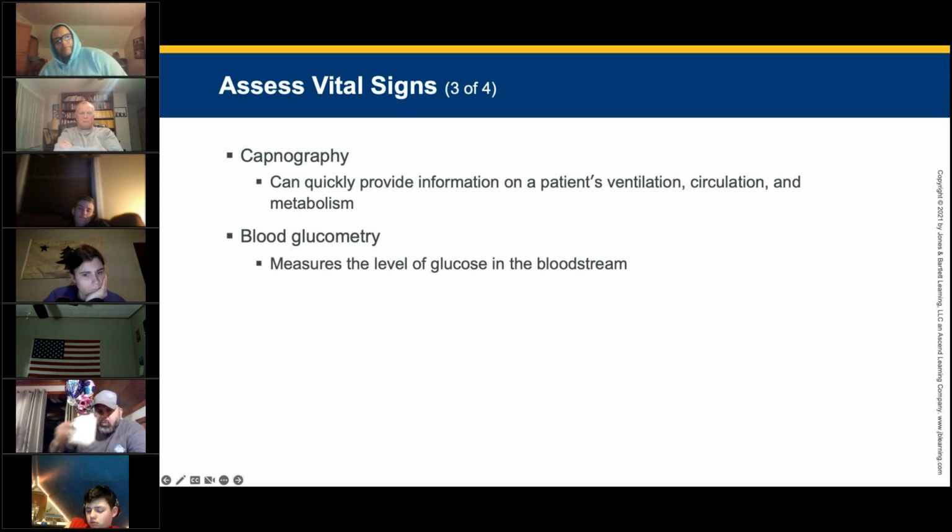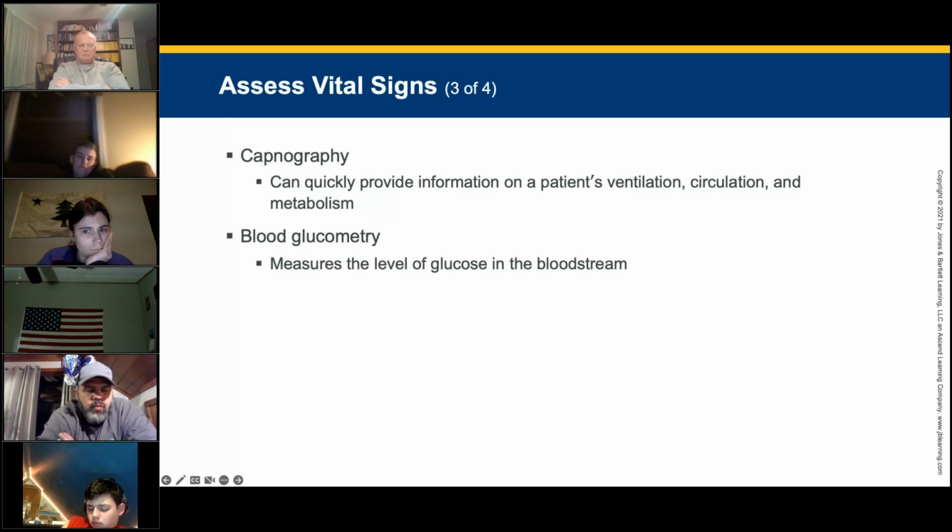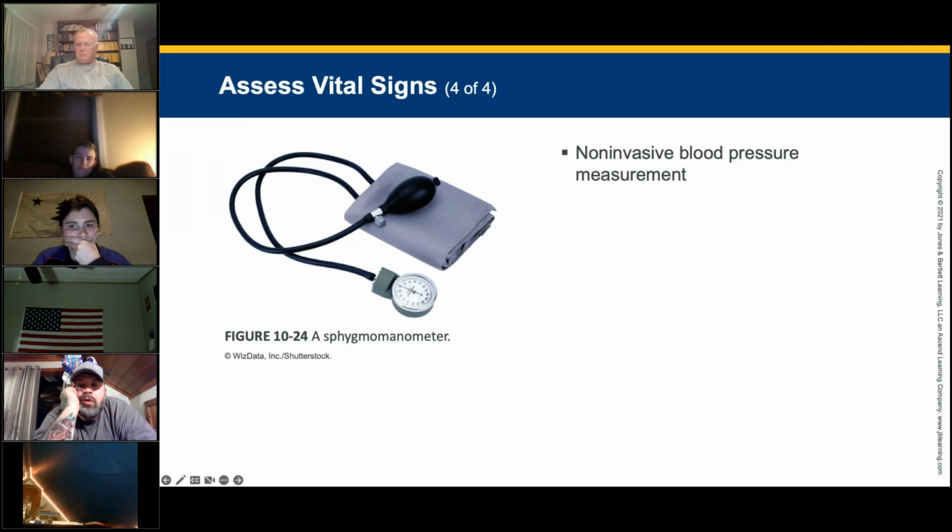Capnography is another tool we can use. This can provide information on the patient's ventilation, circulation, and metabolism. Capnography, there's a couple different ways we can assess it. We have a nasal cannula version that goes in the patient's nose, like a normal oxygen tube would. And then we also have a version that can go on a BVM, or could go on a King tube or an endotracheal tube. Blood glucose. You could measure the level of the glucose in their bloodstream. Non-invasive blood pressure.